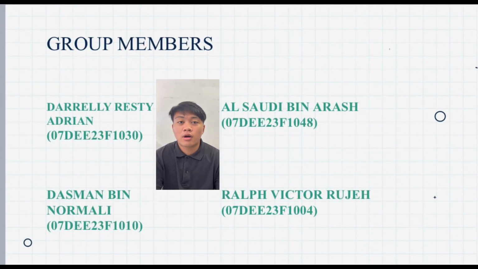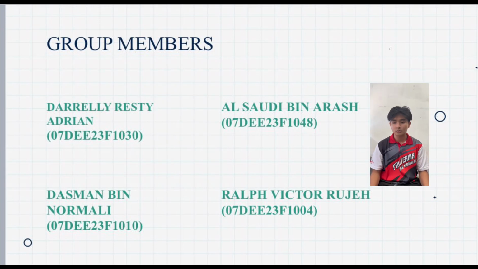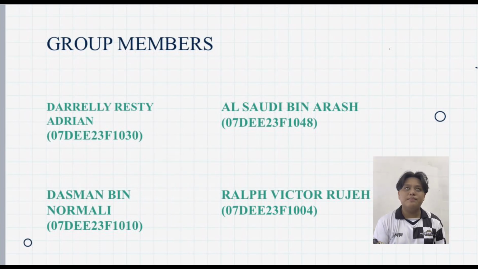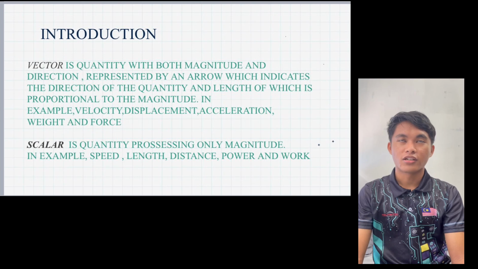These are the group members of our presentation. My name is Dereli Resti Adrian and my matrix number is 07DEE23F1030. And my name is Al-Saudi bin Arash and my matrix number is 07DEE23F1048. My name is Dasman bin Normali. My matrix number is 07DEE23F1010. My name is Victor Uji. My matrix number is 07DE23F1004. Let's start with our introduction.